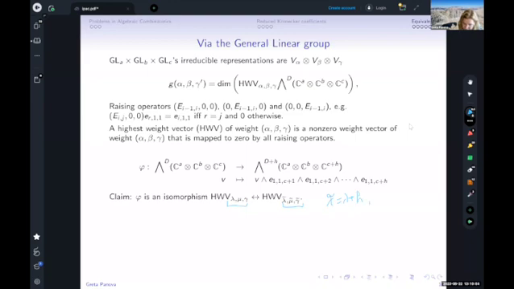Lambda hat is lambda plus h, mu hat is mu plus h, and gamma hat is actually gamma and then 1h. And basically then this is the map.